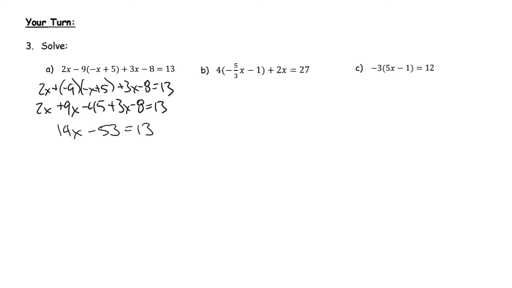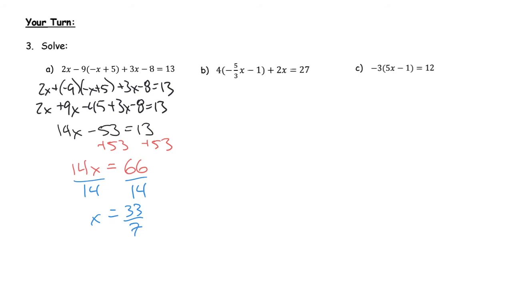And now this is that type 3 equation. So I'm going to add 53 to both sides. That's going to get me 14x is equal to 66. And then I'm going to divide both sides by 14. Okay, but 66 is not divisible by 14, so I'm not going to get a nice number here. I am going to get a fraction. There is a common factor of 2 there, which gets me 33 over 7. That is about as nice as that's going to get.